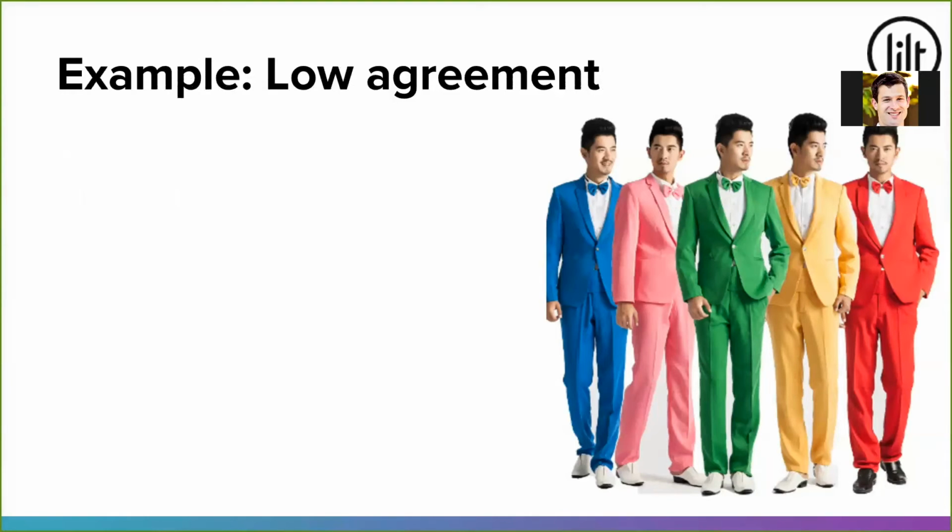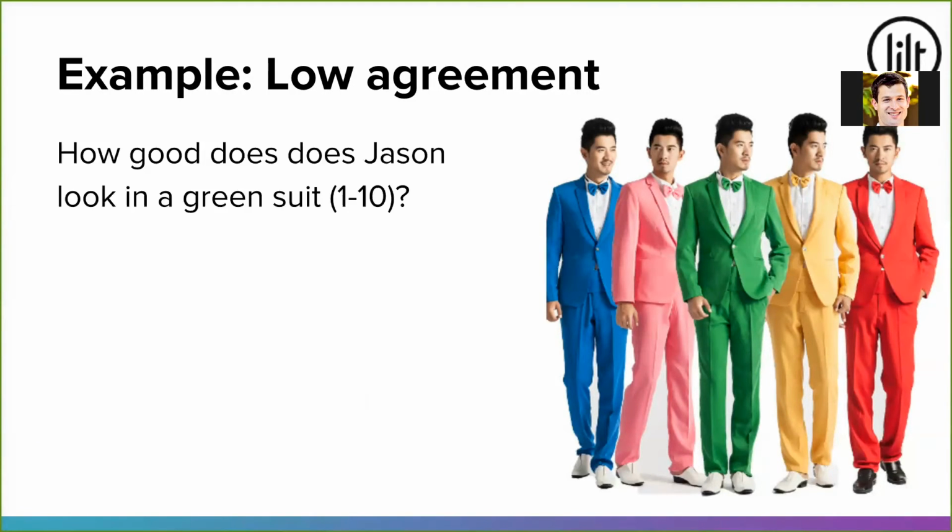Okay, so I'll give you some examples, and I kind of hinted at one of the questions that you can ask about clothes that would probably yield pretty low agreement. So here's one. You could ask the question, how good does Jason look in a green suit, on a scale of 1 to 10, let's say. Just thinking about this question a little bit, you could think about a couple different things. How good does he look in a green suit? Well, with respect to what? With respect to a different color of suit, or with respect to not wearing a suit and wearing a t-shirt and jeans?